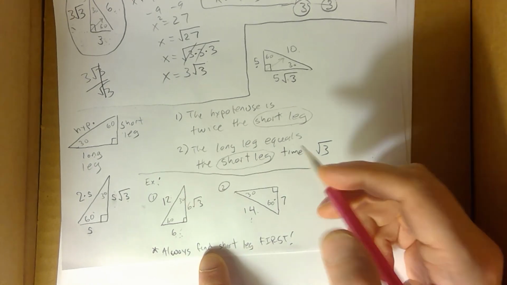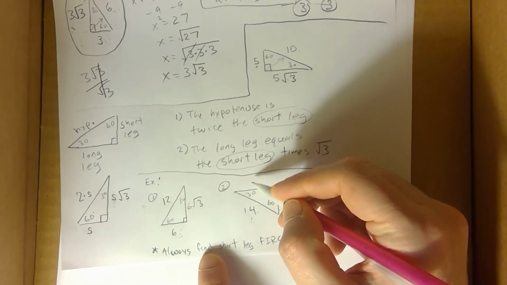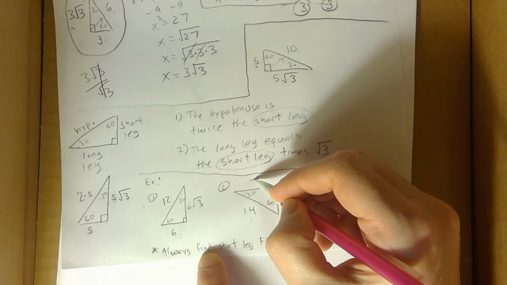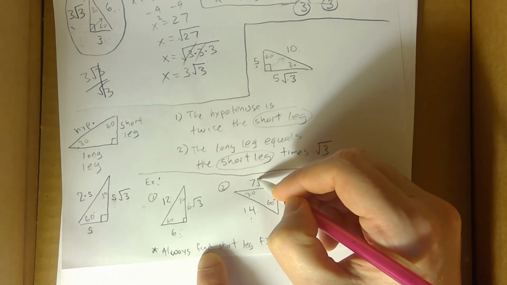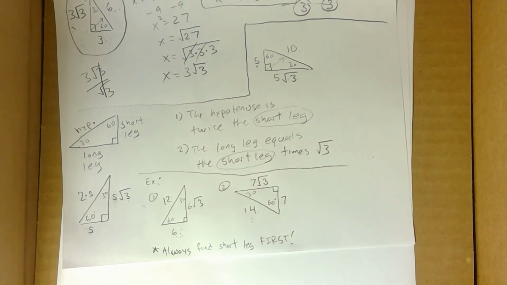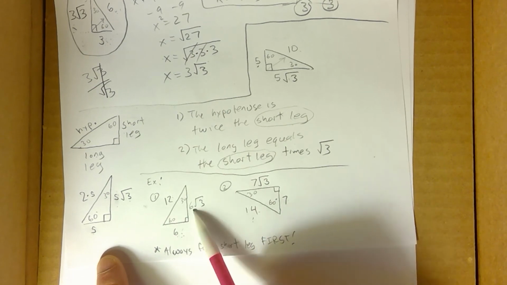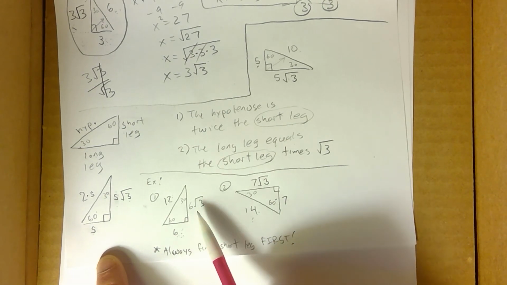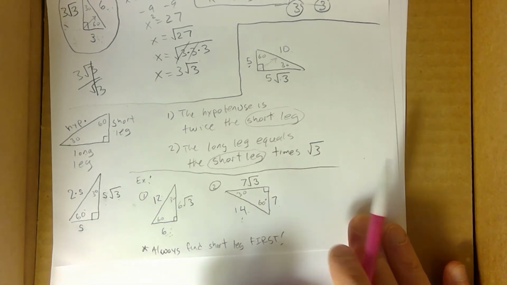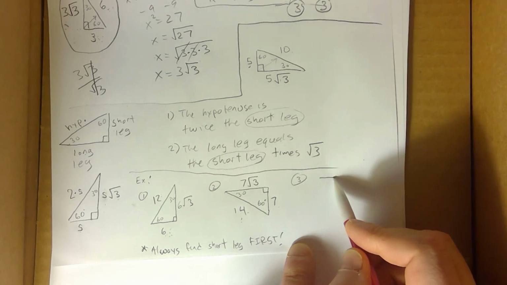All right, so now let's find the long leg. What will the long leg be? The long leg is going to be the short leg times the square root of 3, so this will be 7 times the square root of 3. If the short leg is 6, this is 6 radical 3. If the short leg is 7, this is 7 radical 3. All right, we're going to do one more example.